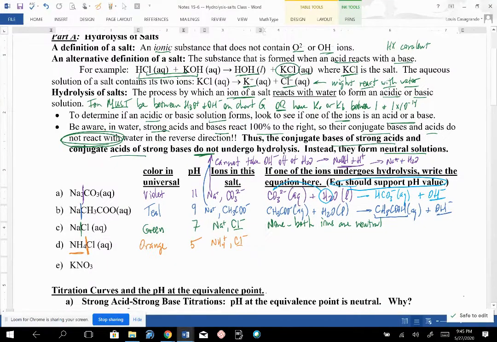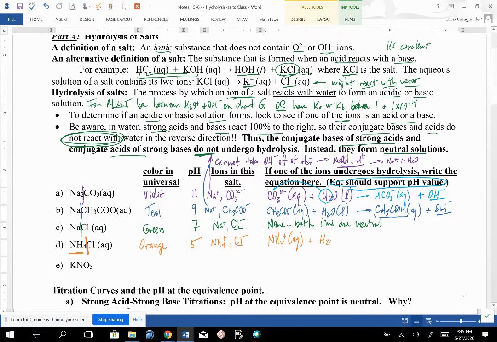Okay, so back to here. The ion that hydrolyzes is going to be the ammonium. So we're going to write NH4+. Again, the chloride is going to act as a spectator ion. It's not going to get involved at all, so don't worry about it.